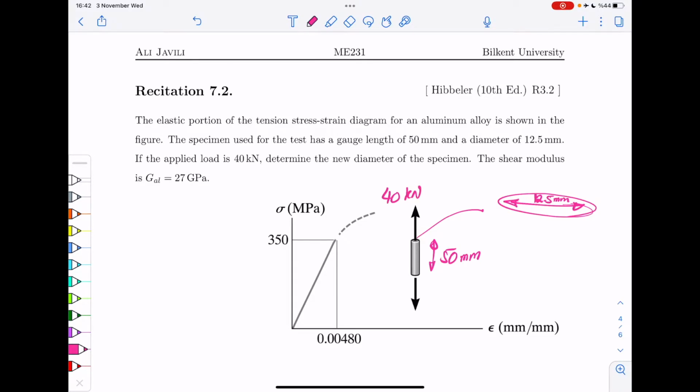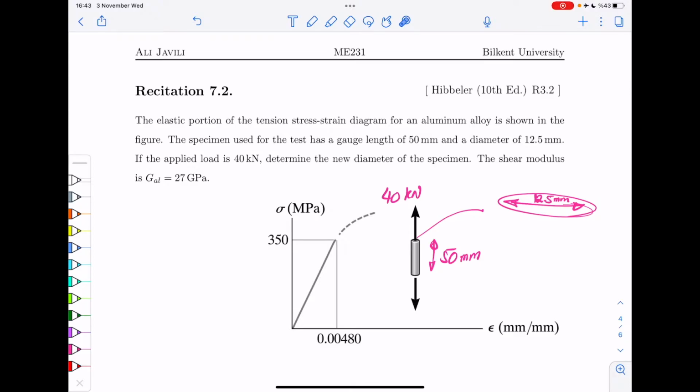Now, usually we tell you if this is the load, and then calculate how much you get in length change or longitudinal strain. But in this example particularly, it doesn't ask you about longitudinal strain or change of length. It asks you about the change of diameter, or actually the new diameter of the specimen, which is in the other direction. So this is a very nice example to sort of introduce the Poisson ratio into the picture.